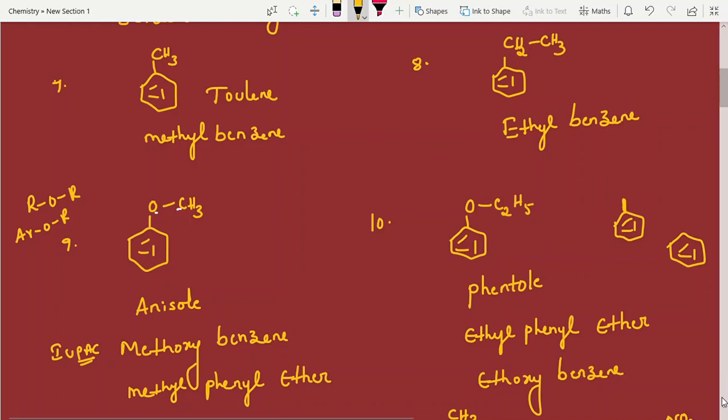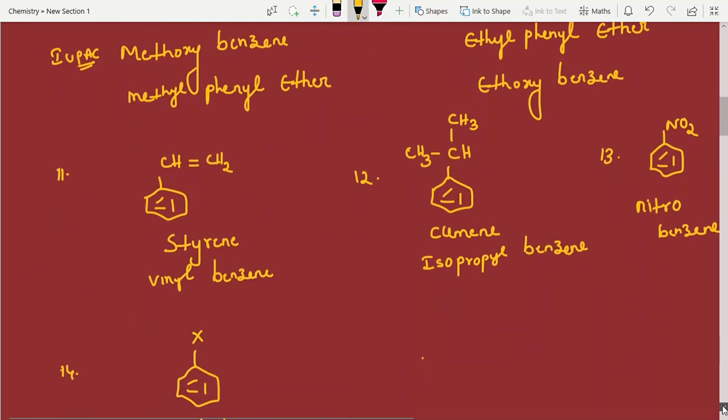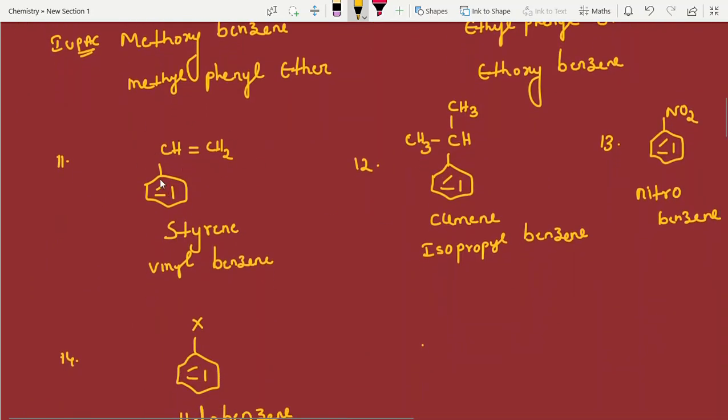Okay, now next one, styrene. So CH double bond CH2 on the benzene ring, we call it vinyl benzene or styrene. This is cumene, isopropyl benzene. Isopropyl is nothing but CH3CHCH3, which we call the isopropyl group. Here the benzene ring is just added. The benzene ring we can also write as the Ph group, both are the same. This is what we call cumene.